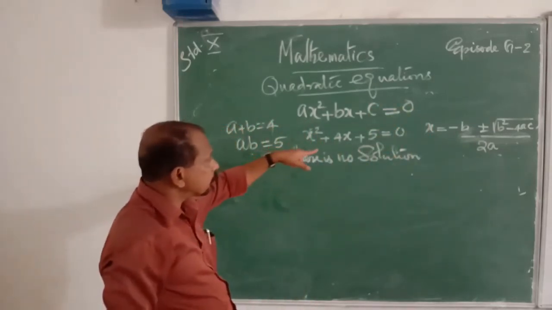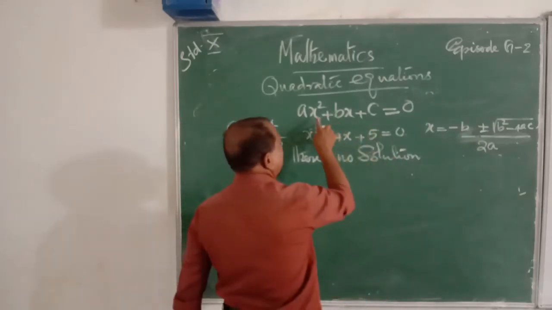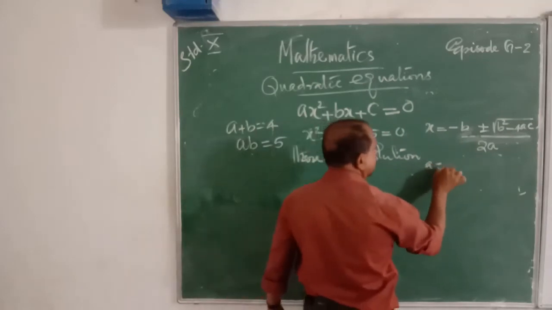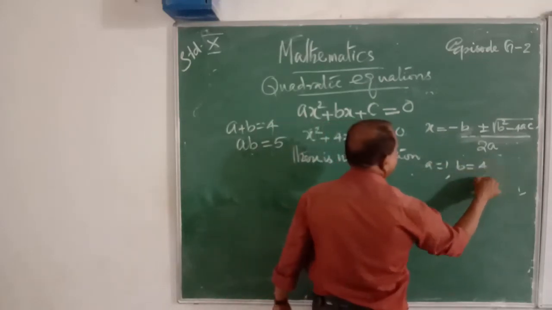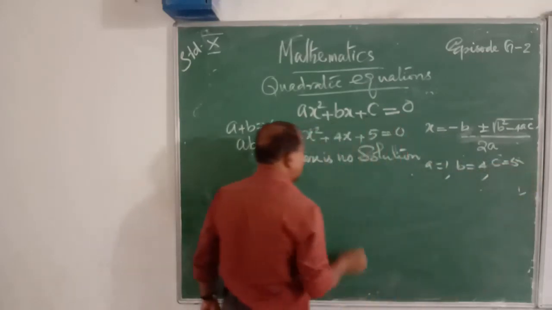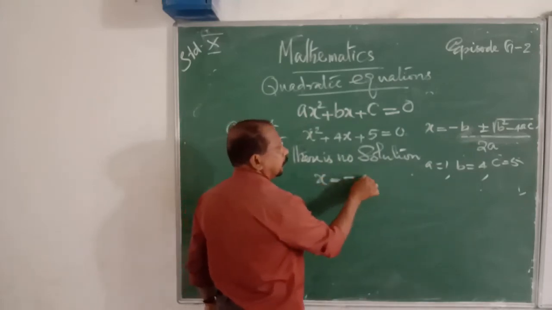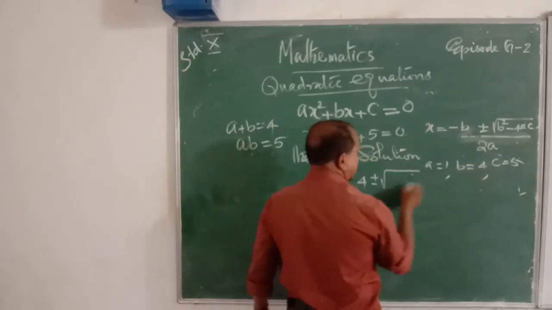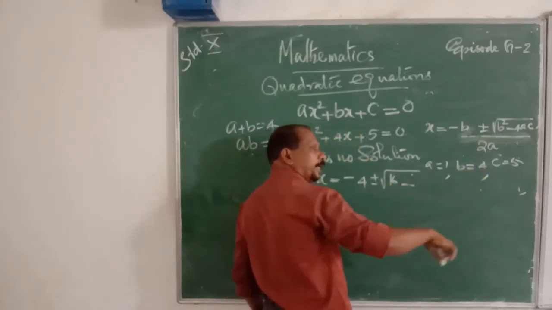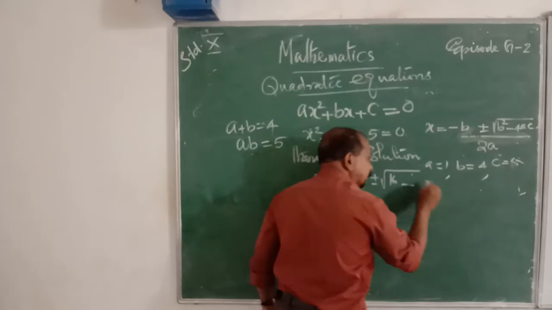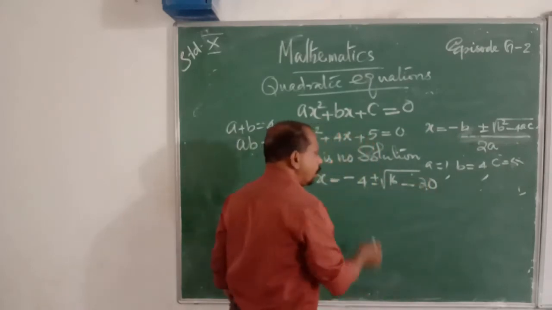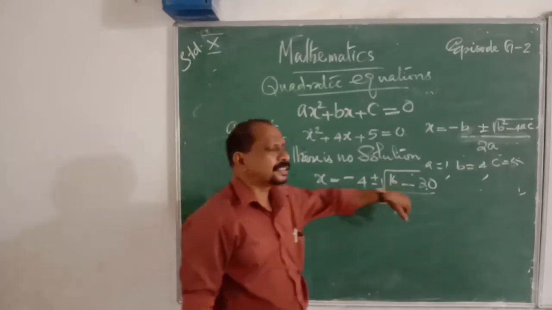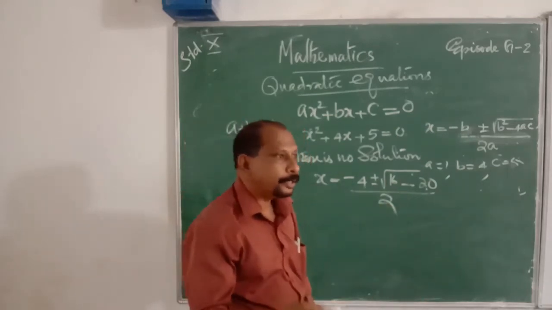In this case, let us find the roots using the quadratic formula. That is, a is equal to 1, b is equal to 4, c is equal to 5. Then x is equal to minus b, that is minus 4, plus or minus root of b square, 4 square, which is 16, minus 4ac, 4 into 1 into 5 is equal to 20, whole divided by 2a, which is 2. What is 16 minus 20? Minus 4.